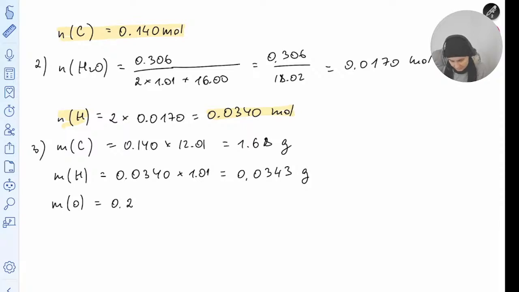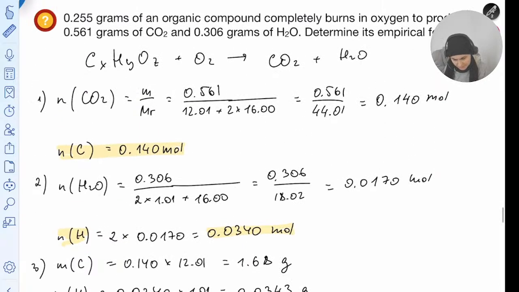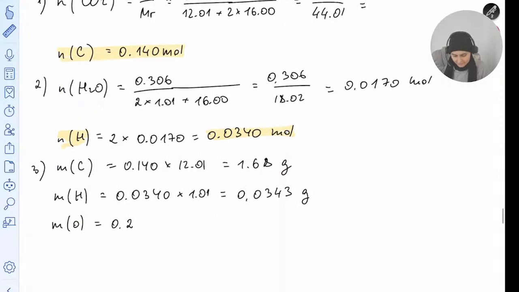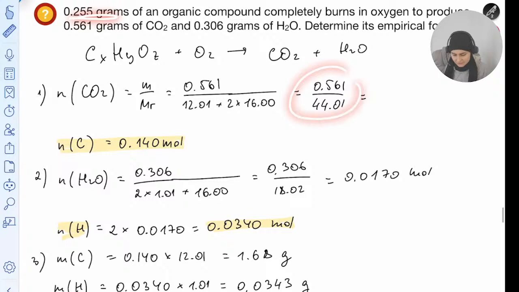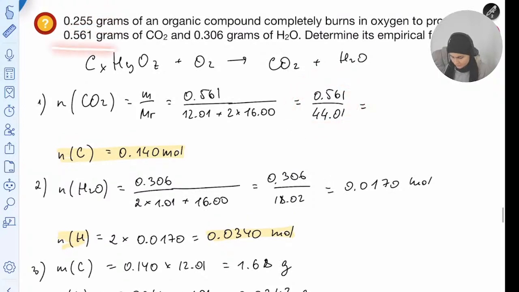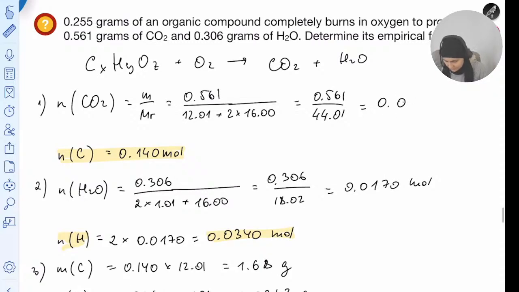Oh wait, why is this so big? Over 44.01. Oh, I did this one wrong. Hold on. This is not this number. Yeah, wrong number. But I could see it right away, because I got the mass that was higher than the total mass. So I just calculated this number on. So it's 0.561 divided by 44.01, which is 0.0127.